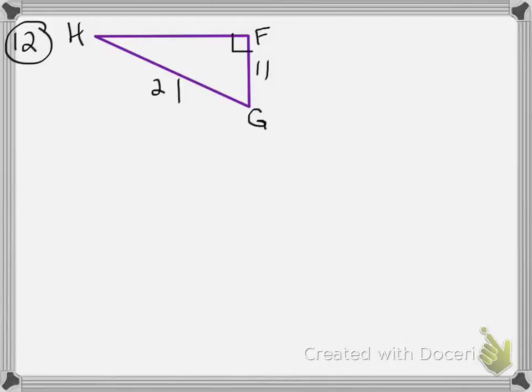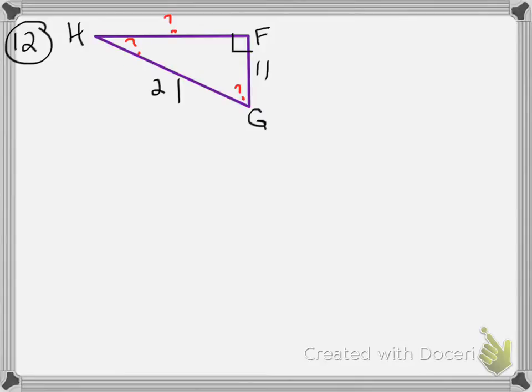Okay, number 12 says, solve the triangle. It's actually the instructions for 12 and 13. So we need to solve the triangle. That means find everything that's not known. So I need to find HF, I need to find angle G, and I need to find angle H. Okay? So that's what I need to figure out.